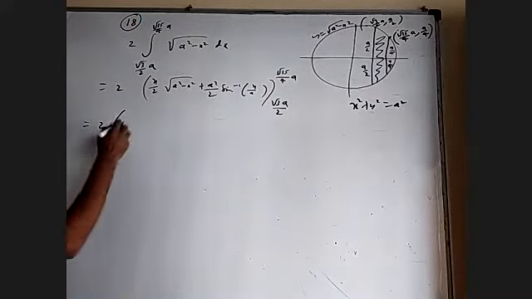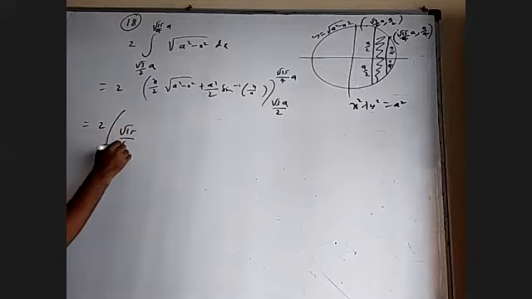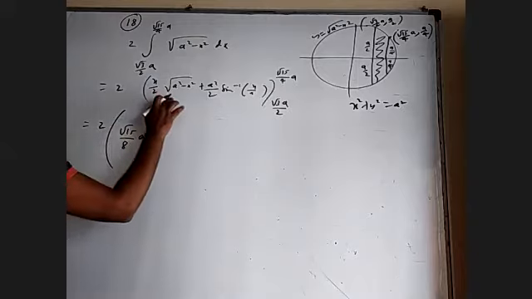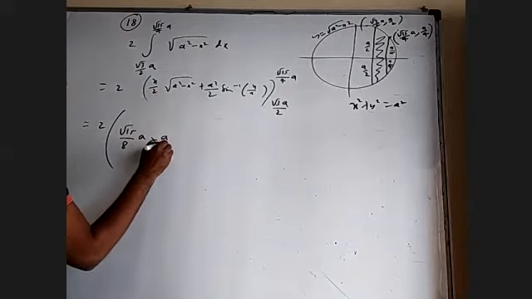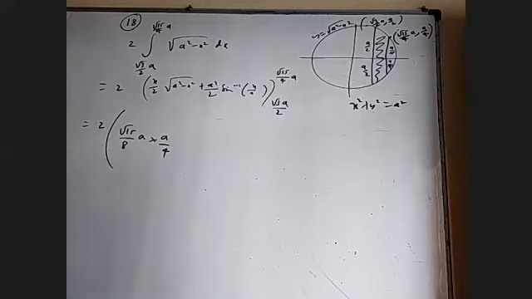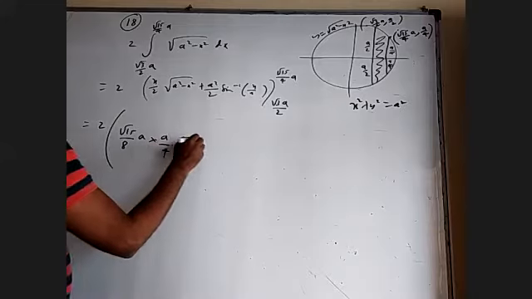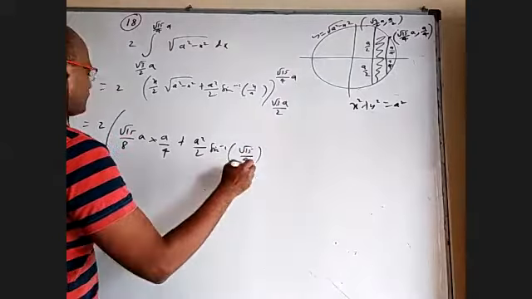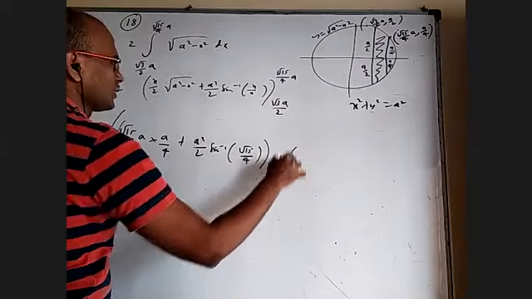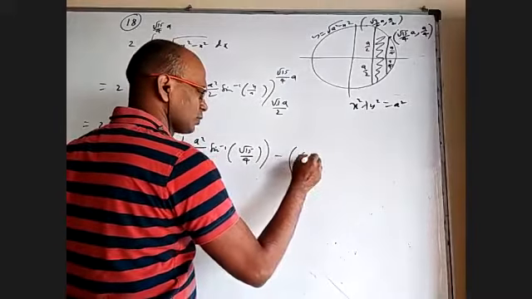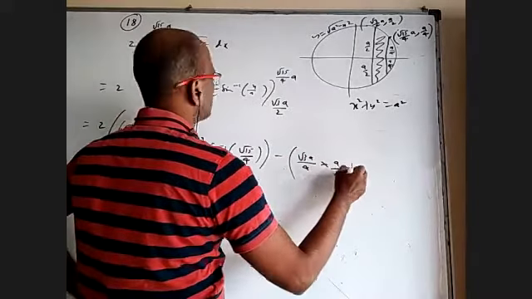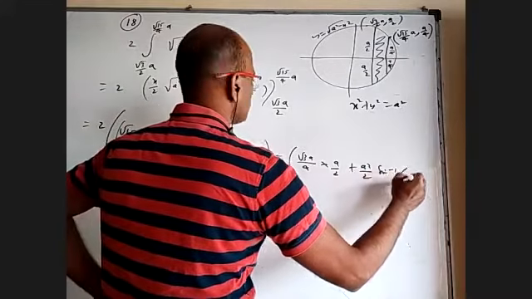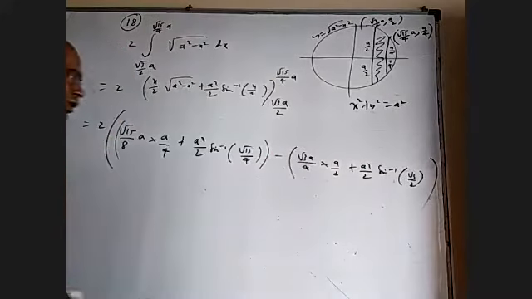And you put root 15 by 4a, it will be root 15 by 8a. This part will be a by 4. Plus a square by 2 sine inverse root 15 by 4. This whole thing minus, when you put root 3a by 2, it will be root 3a by 4 into a by 2 plus a square by 2 sine inverse root 3 by 2. Okay, so it is just a matter of simplification.